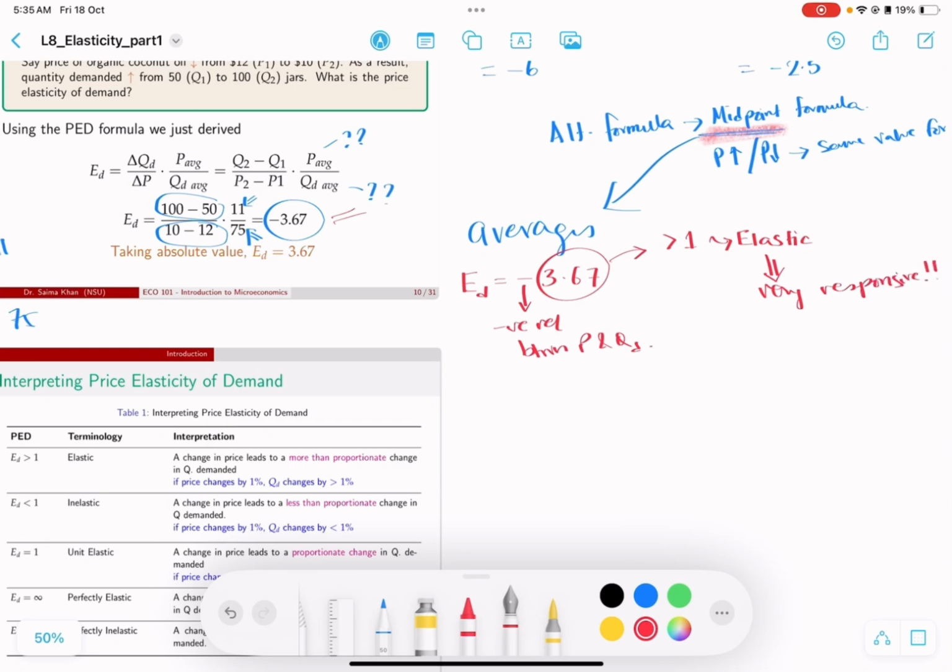Okay, so in the next video, we're going to get a better understanding of how to interpret elasticity by looking at the signs and the values.